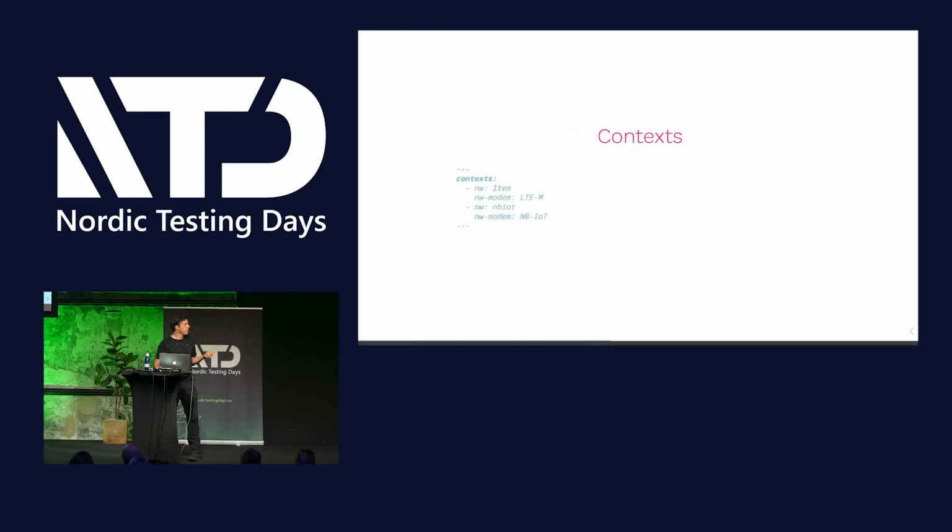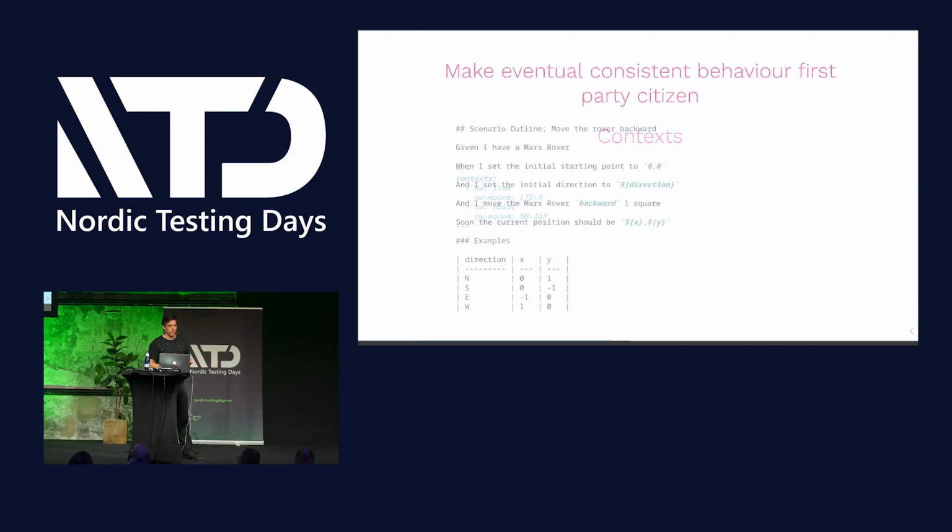Context is the thing that I showed before. I can use the front matter to add arbitrary metadata there that the test runner can then interpret to rerun that. And finally, I introduced a new keyword. There's now, before the examples you see, soon, the current position should be.